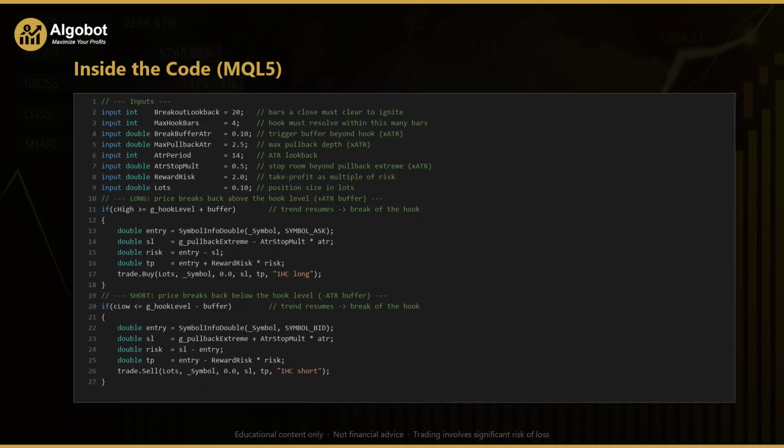Now the long block. Once a hook has been armed, the condition checks whether the current bar's high has climbed back to at least the stored hook level plus the buffer. When that's true, the trend is resuming. The entry price is taken at the ask.